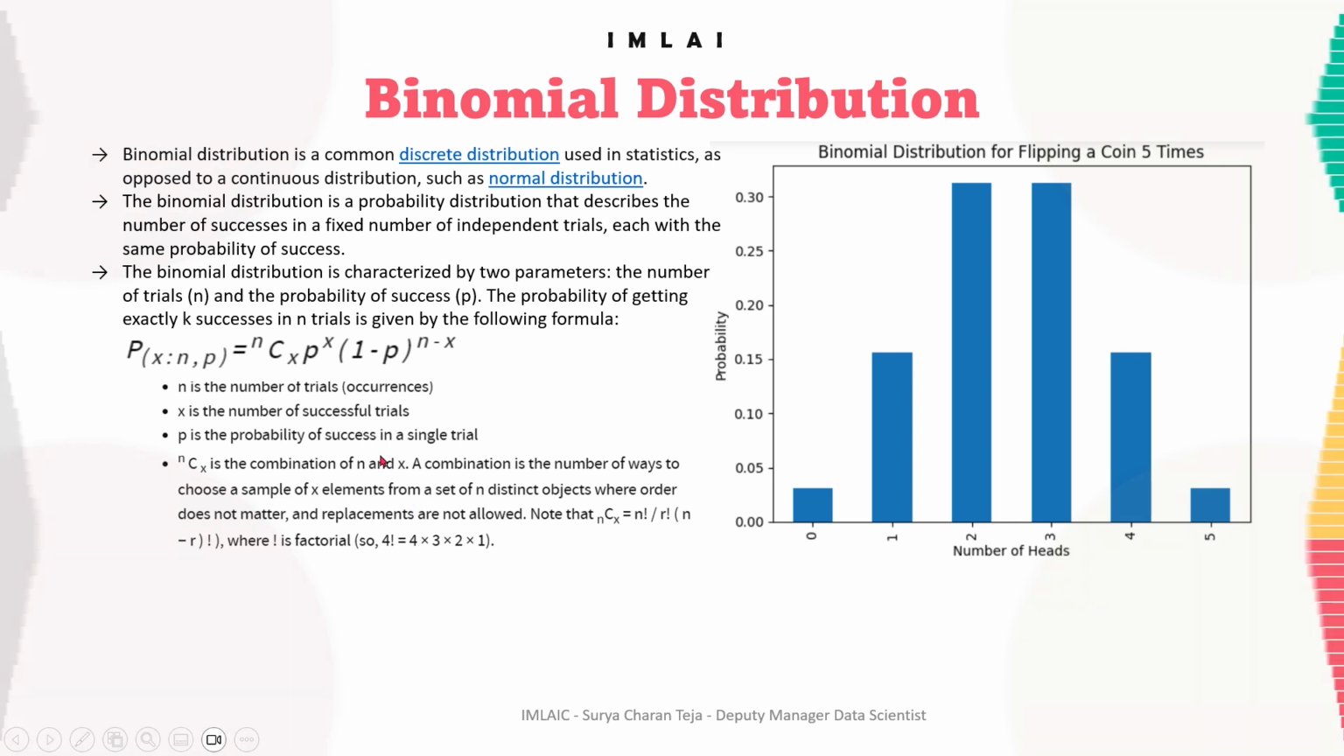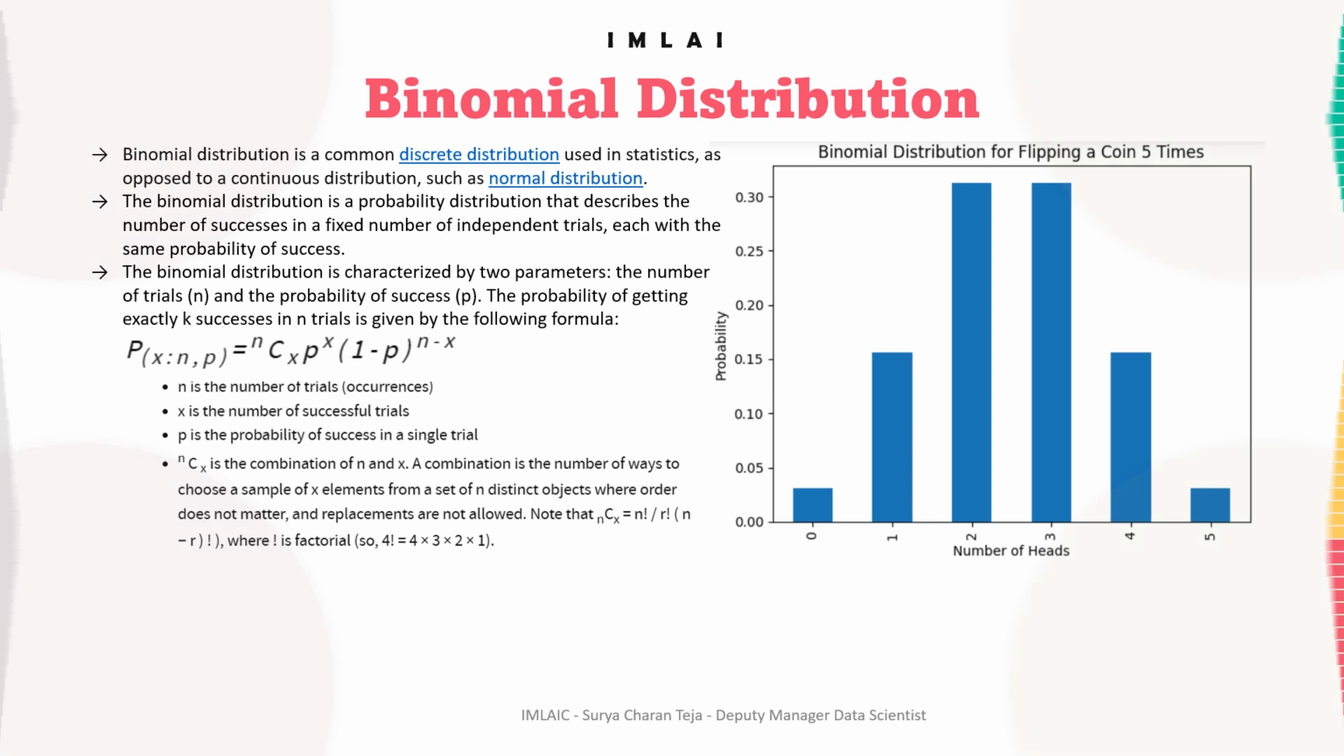Note that n choose x is equal to n factorial divided by x factorial times n minus x factorial. Factorial is nothing but, for example, 4 factorial is 4 times 3 times 2 times 1, going down by one each time. I hope many of you might know about this.